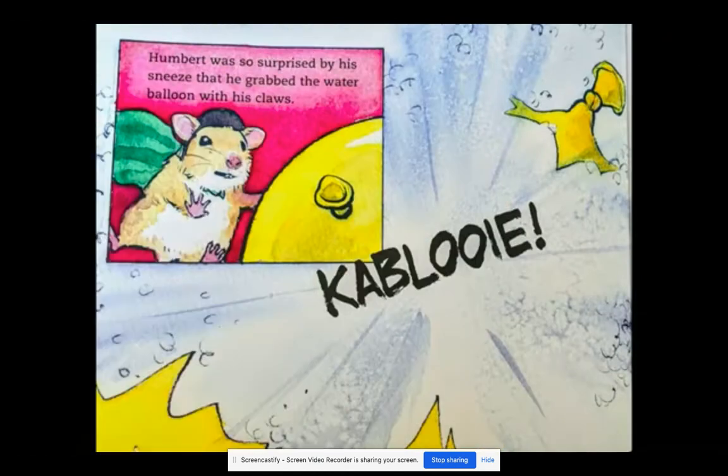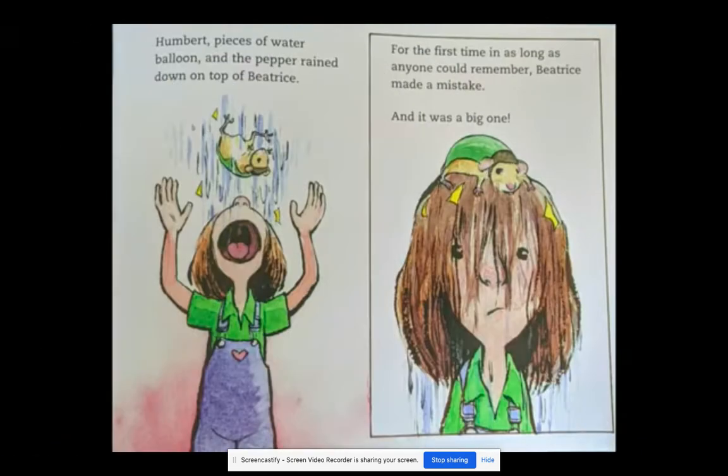Humbert was so surprised by his sneeze that he grabbed the water balloon with his claws. Kablooey! Humbert, pieces of water balloon, and the pepper rained down on top of Beatrice. For the first time in as long as anyone could remember, Beatrice made a mistake, and it was a big one.